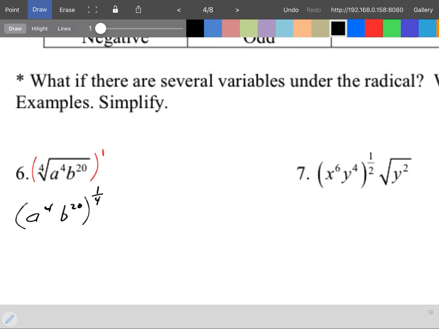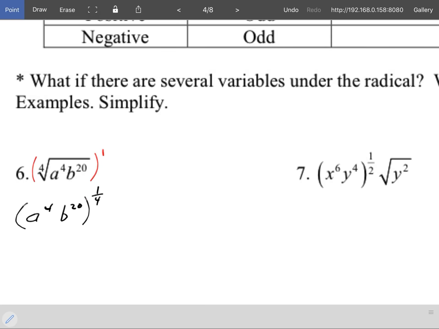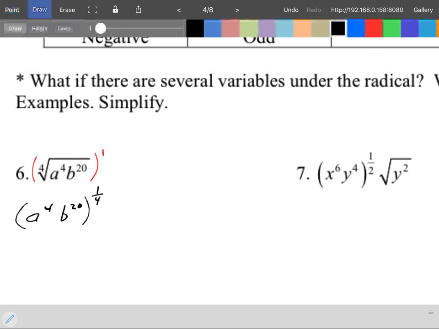Again, the denominator of the fraction power is the same as the index of the root. So the denominator of this fraction power is the same as the index of this root. And then this power on the outside of the parentheses, that goes in the numerator right here. Well, now that I've done that, then I can apply one of the rules we had from before the break. So then what I have to do is I have to apply this power to the a to the 4th and also to the b to the 20th.